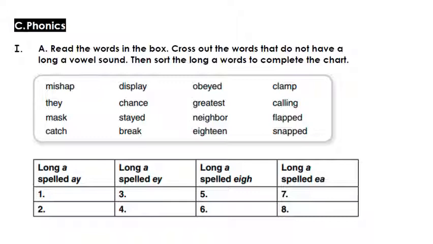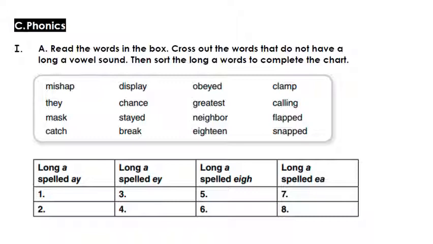Let's read the words. Mishap, it's short, so keep it away. They is long, so I have to keep it. Mask, short, I have to cross out. Catch, short, cross it out. Display, A at the end, it's long, so keep it. Chance, it's short, so cross it out. Stayed, stay, so it's long, so keep it. Break, long A sound, so I keep it. Obeyed, long A sound, keep it. Greatest, long A sound, keep it. Neighbor, I have the sound A, so I keep it.